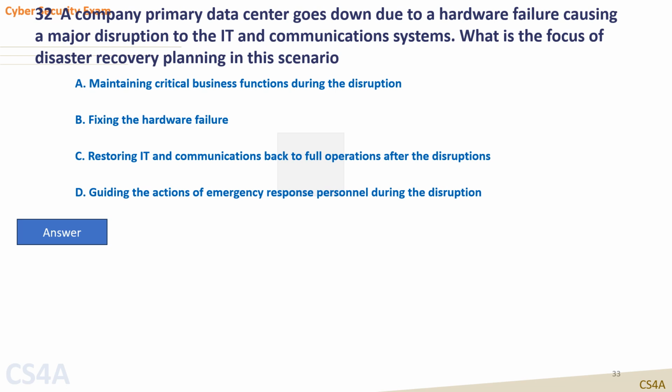And restoring IT and communication back to full operation after the disruption. This is the primary focus of the DRP. And guiding the action for emergency response personnel during the disruption. This is also not the correct one. So the answer is C.